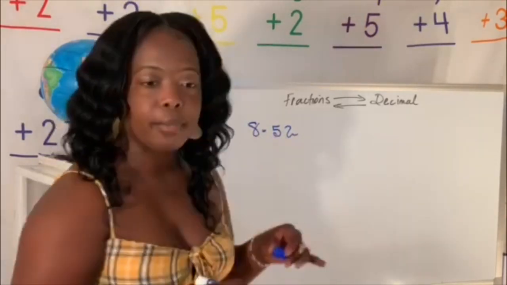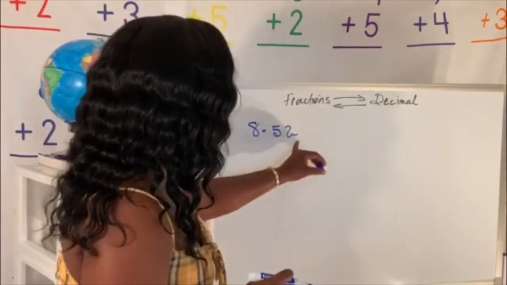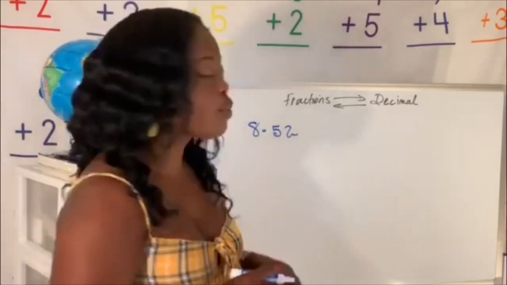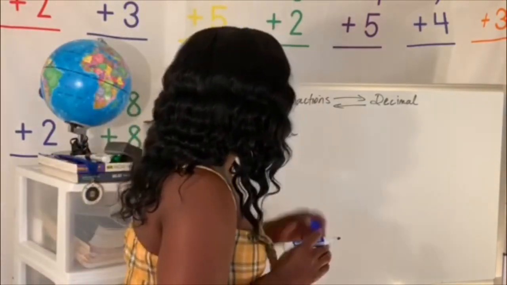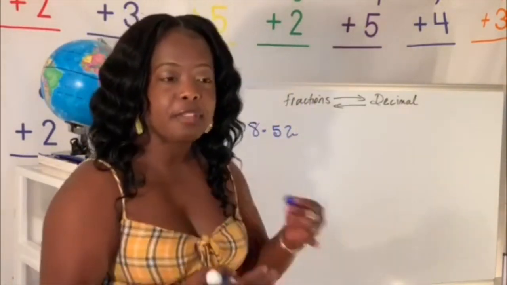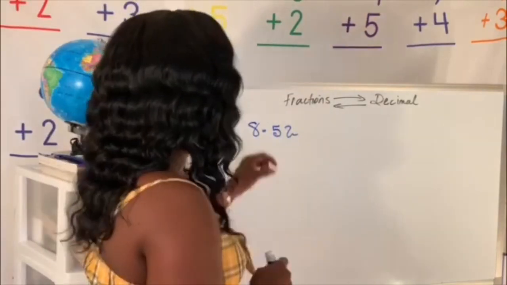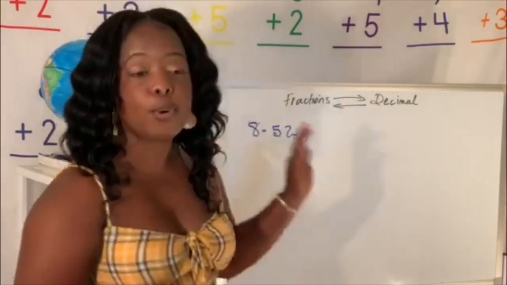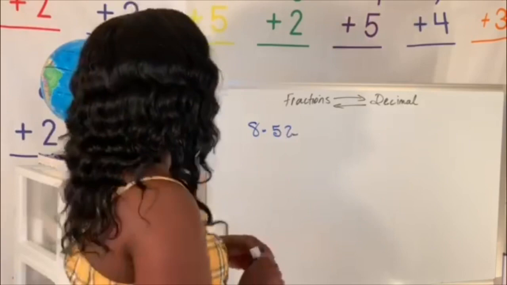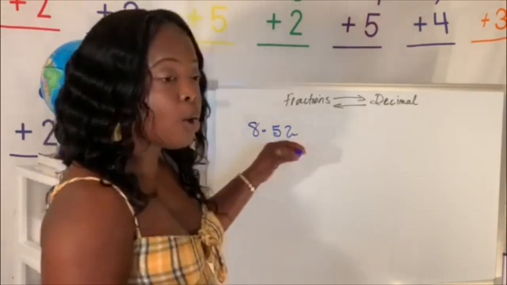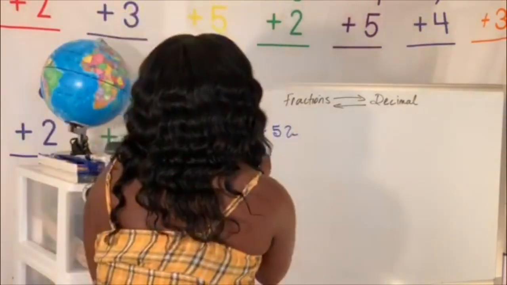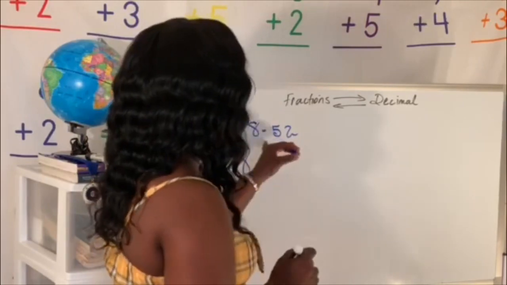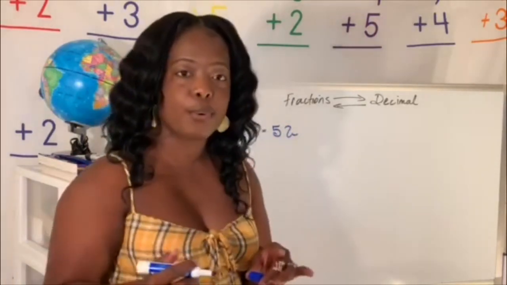So again, we have 8.52. 8 is our whole number, and 0.52 is going to be the decimal component, and we're trying to convert that decimal to a fraction because we already know that this is going to be the whole number component when we rewrite the fraction. So we can ignore this for now, or we can just go ahead and put it to the side. So we know that 8 is our whole number and 0.52 is going to be the fraction component.